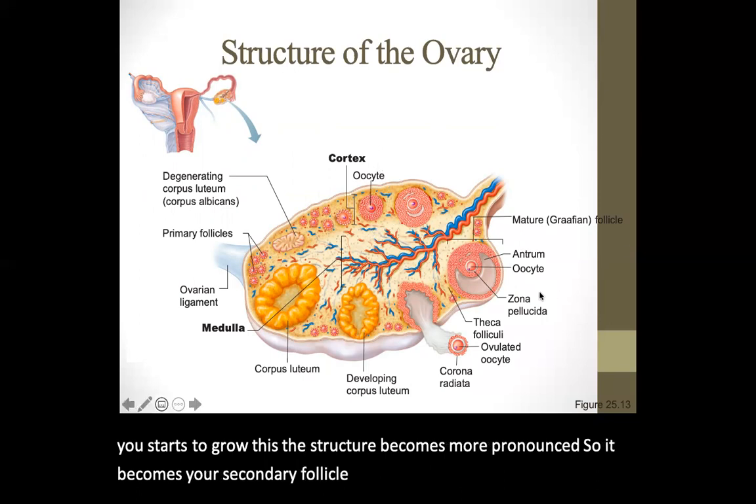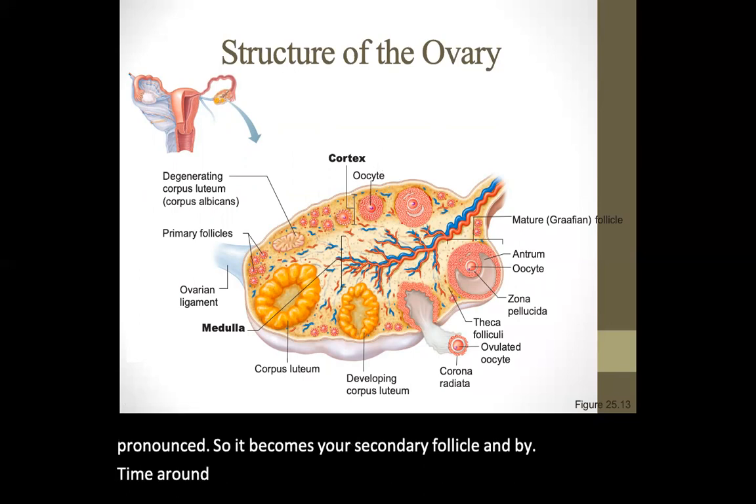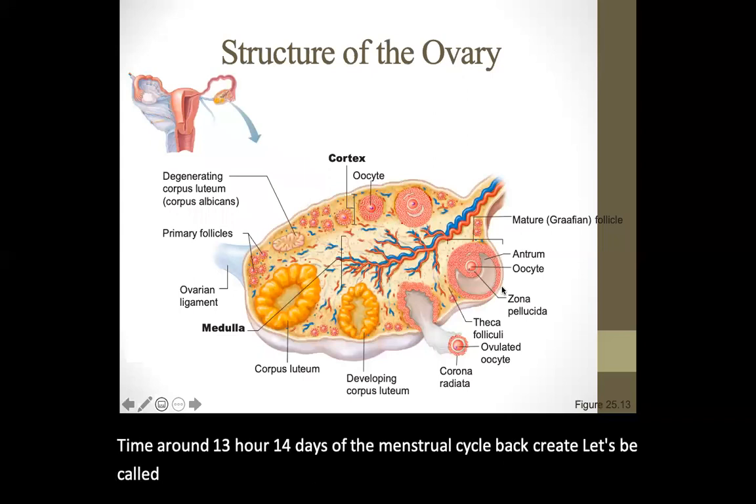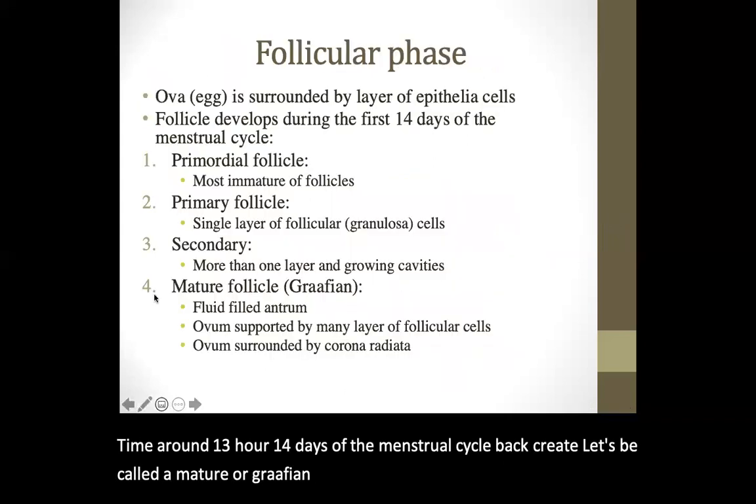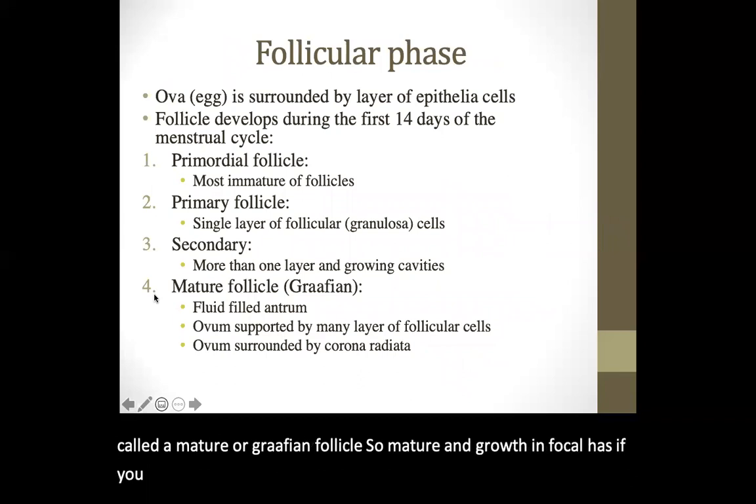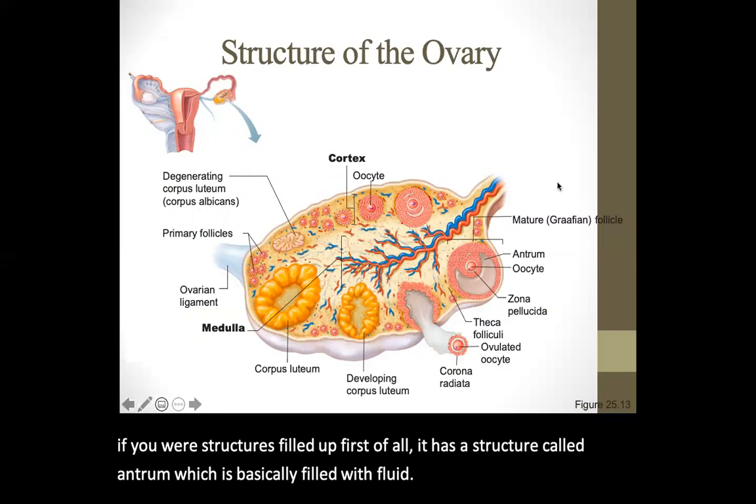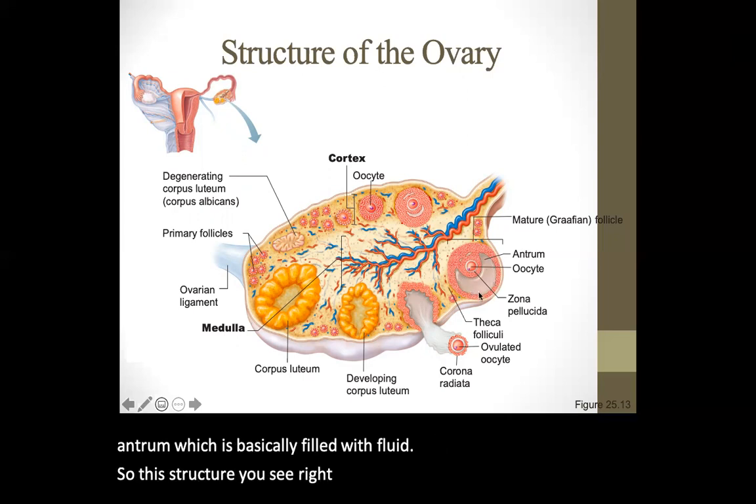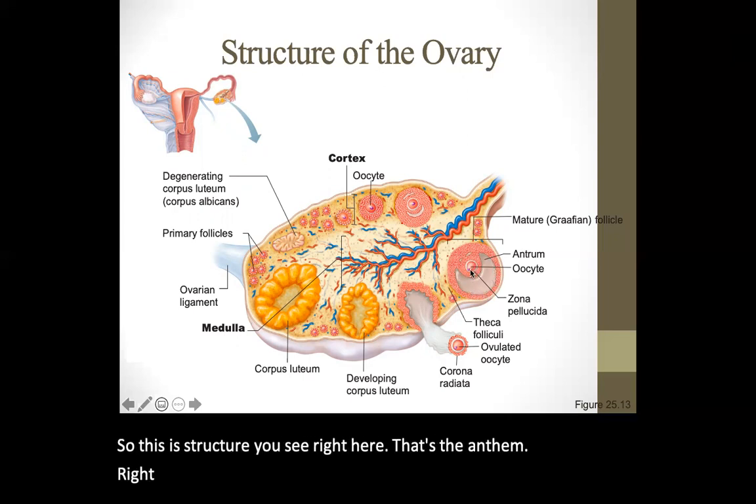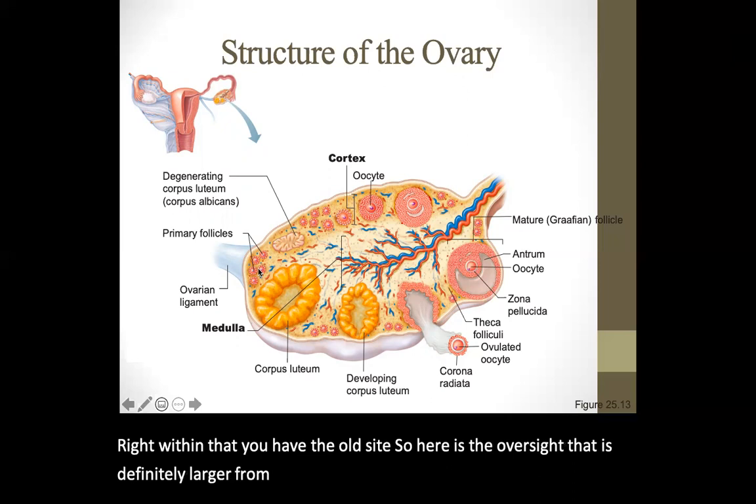And by around the 13th or 14th day of the menstrual cycle, that creates what we call a mature or Graafian follicle. So the mature Graafian follicle has a few structures. First of all, it has a structure called the antrum, which is basically filled with fluid. So this structure you see right here, that's the antrum. Right within that, you have the oocyte. So here is the oocyte that is definitely larger than the first oocyte that you started with.